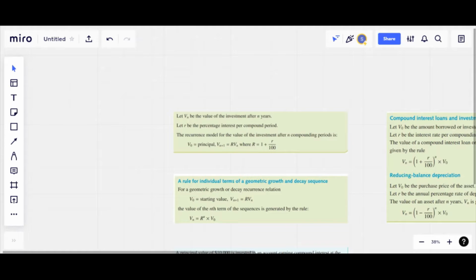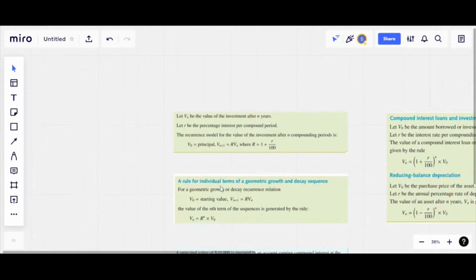So in this video, we're going to have a look at using the rule for the nth term in a sequence modeling geometric growth or decay. Just a quick recap of our last video, the rule that we used was V0 is your principal, and so Vn plus 1 is equal to R, a capital R, multiplied by Vn. That's where your capital R is equal to 1 plus your rate divided by 100.